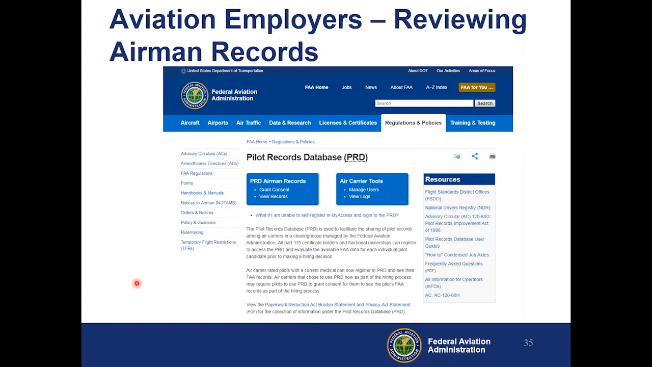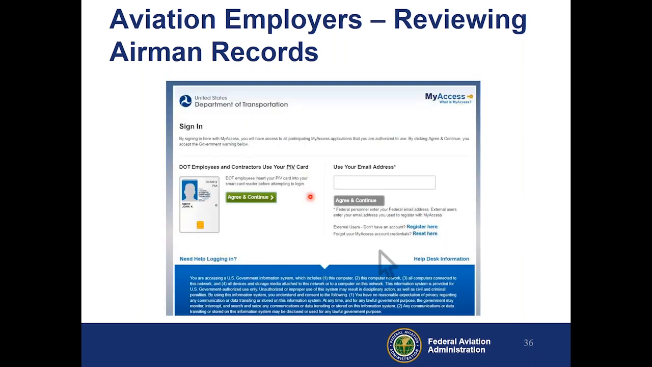Now remember, if you want to view records, you're going to use the left-hand button, PRD Airman Records. That's where you need to be, even if you're a company going to view records. So you won't come over to this one unless you're going to manage users, request to become a user or to approve users. So staying over here in the PRD Airman Record side, we'll click there to log in.